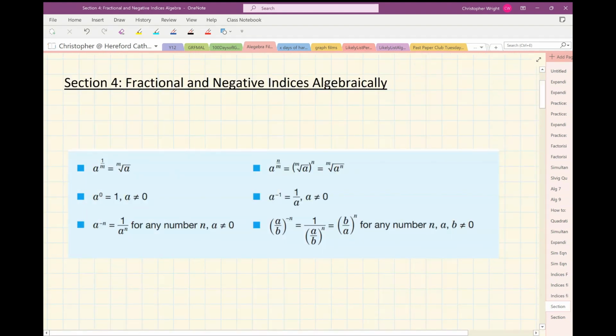Section 4, fractional and negative indices algebraically. We're going to be dealing with algebraic expressions now with fractional and negative indices. And there's no new maths here. All the maths we've covered in sections 1, 2 and 3. We're just now applying these same rules to algebraic expressions and I think a little to numerical expressions too.